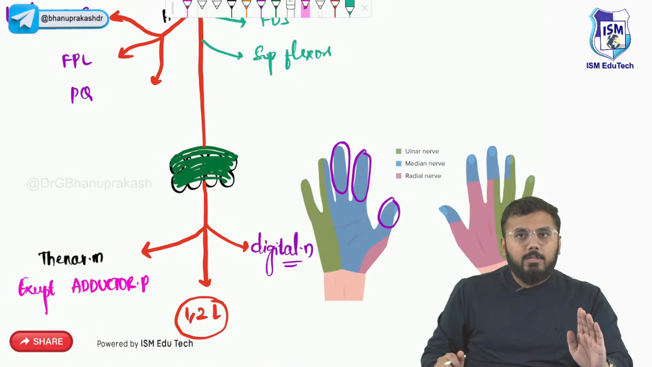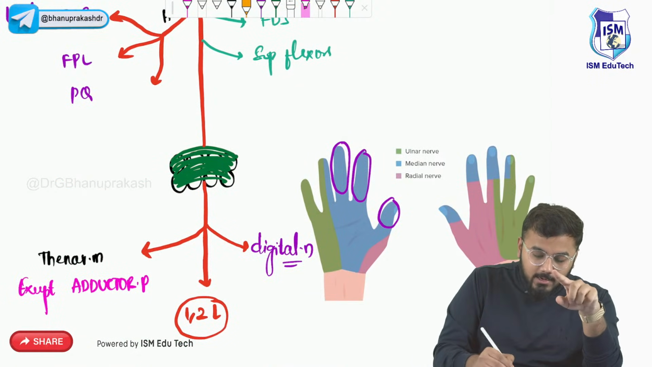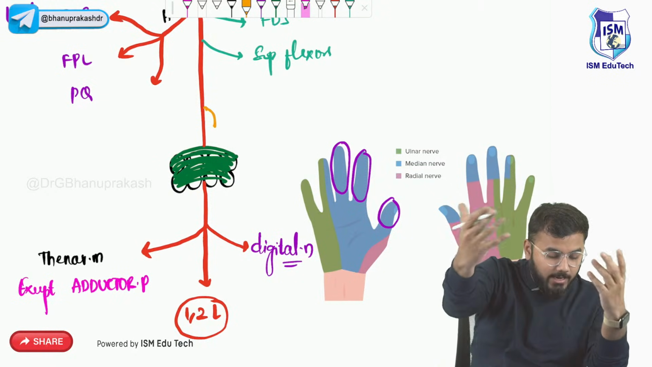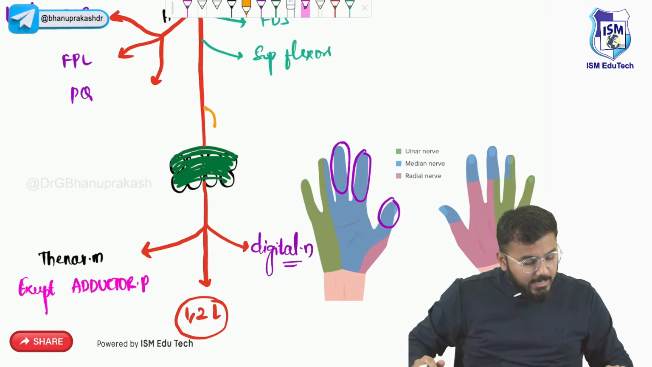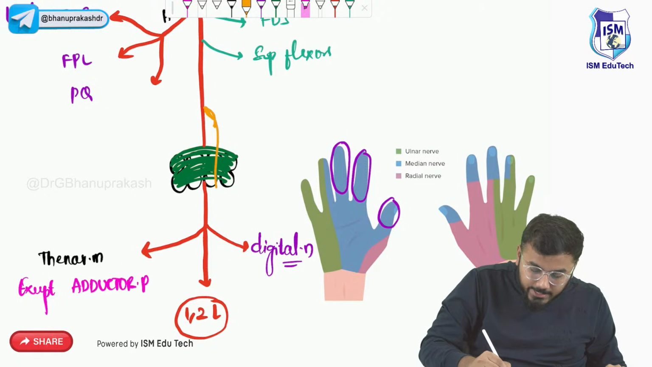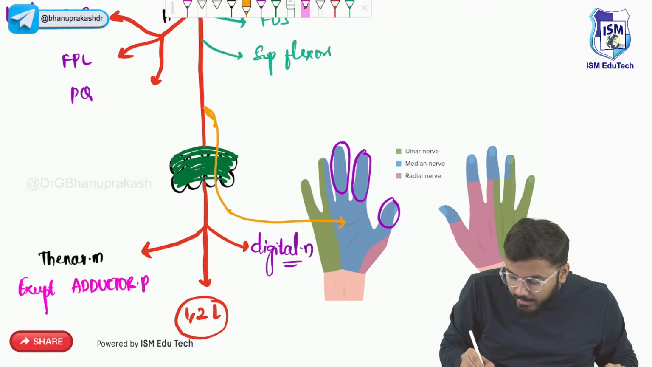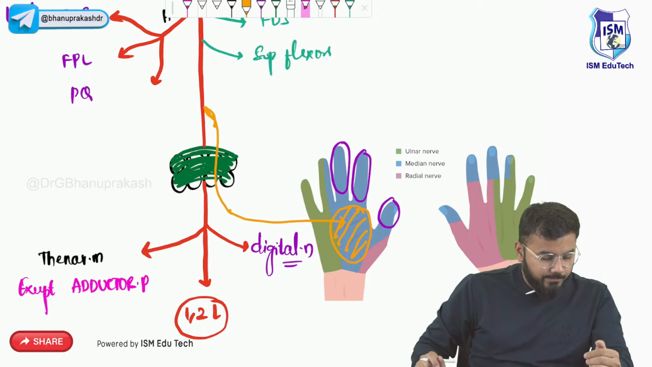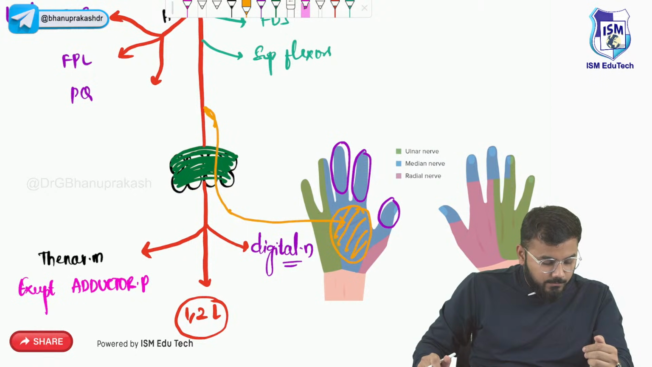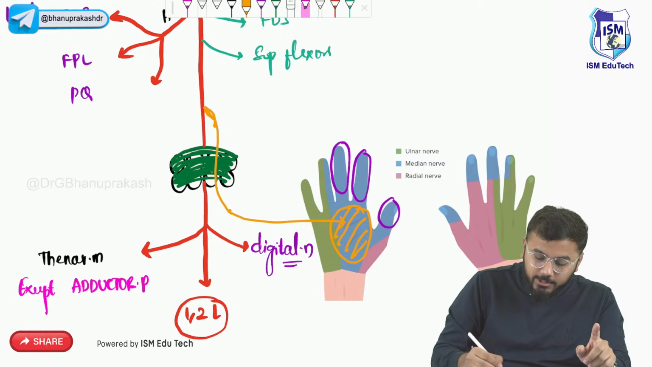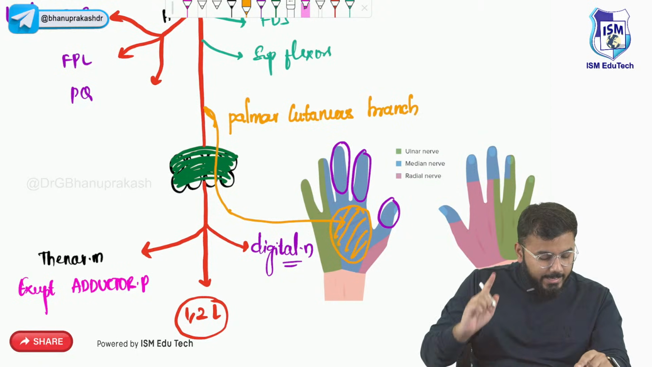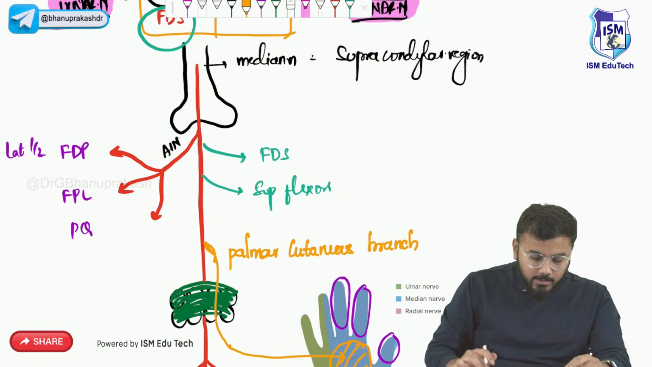Okay, next important thing. I have already spoken about this: from the median nerve we have a branch which passes over the flexor retinaculum. Can anyone tell what is the branch that passes over the flexor retinaculum, guys? It passes over the flexor retinaculum and comes like this, and it supplies your palmar region. Very good, Muhammad Yunus. This is called the palmar cutaneous branch of the median nerve. Very good.